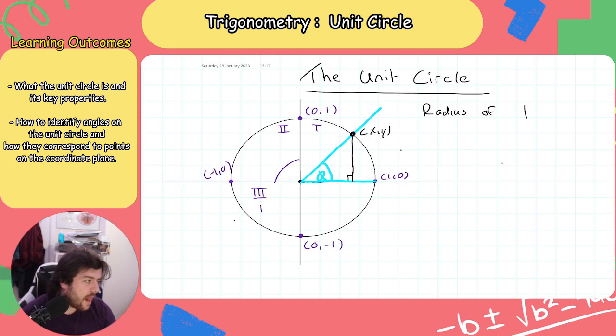So let's label our sides here. I know my hypotenuse here is going to be 1. Why is it going to be 1? Because it's my radius. It's coming from the center to the edge of the circle here. So my hypotenuse is going to be 1.